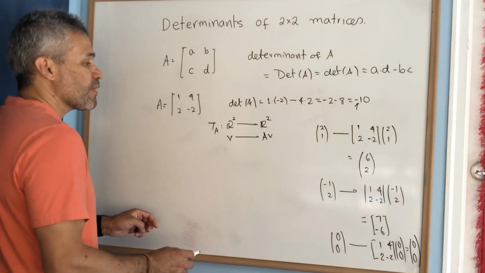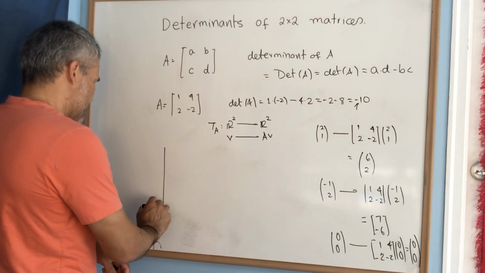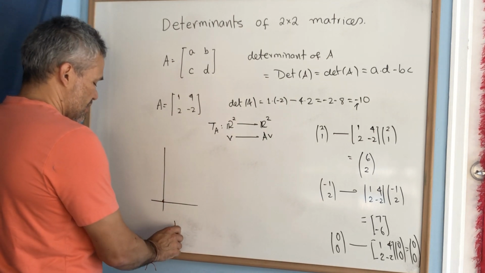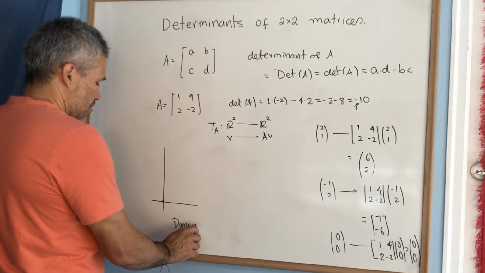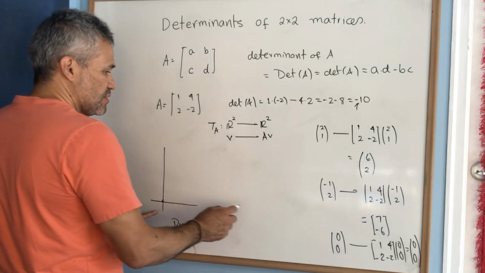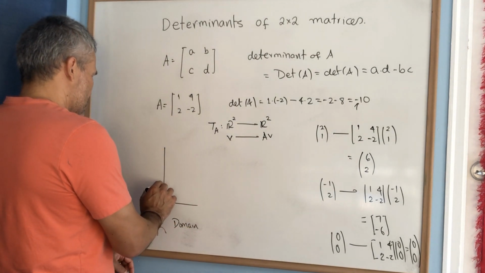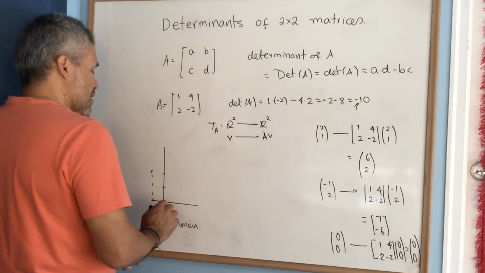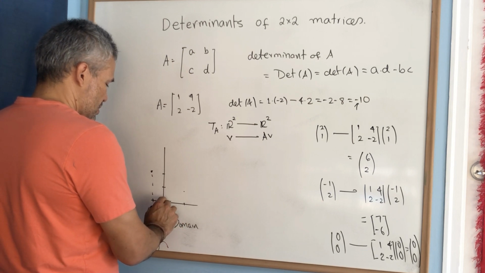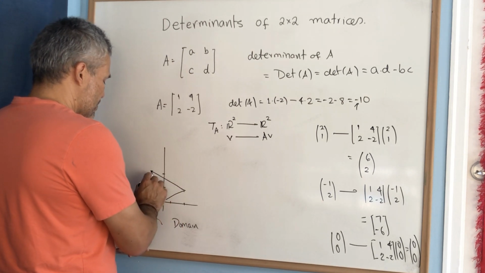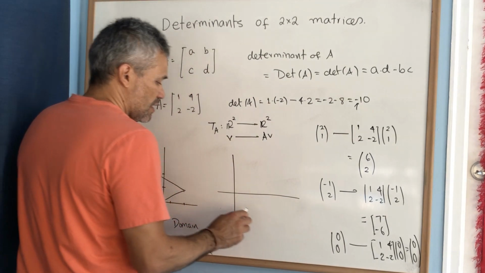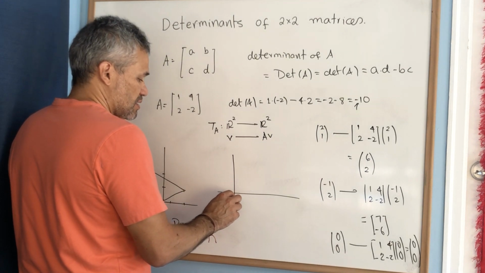Then, if we pick any triangle, if we pick these 3 points in the domain, this is the domain, and we do the triangle with these 3 points, 0, 0, negative 1, 2, and here we have 2, 1. We take the triangle made by these 3 points. Then this triangle will go to the point 0, 0.